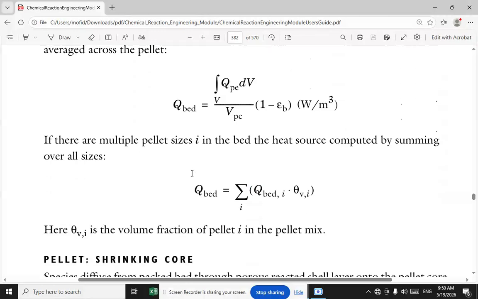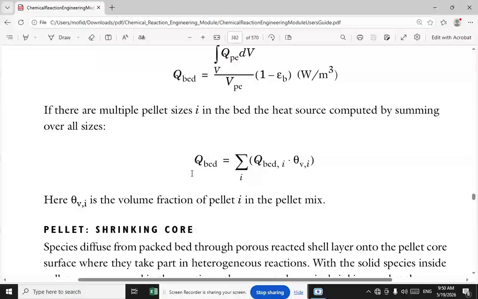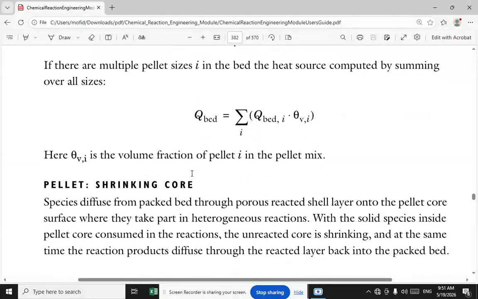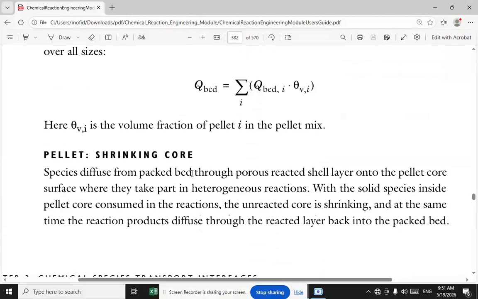If there are multiple pellet sizes i in the bed, the heat source is computed by assuming all sizes cubed is equal to sigma, with lower boundary i, of r cubed i multiplied by theta bi. Here theta bi is the volume fraction of pellet i in the pellet mix.